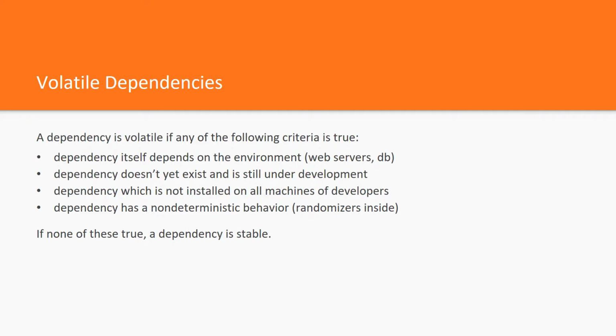In general, we can define stable dependencies as dependencies that are not volatile. It may sound odd, but it's quite simple and useful, so we will stick with that definition.